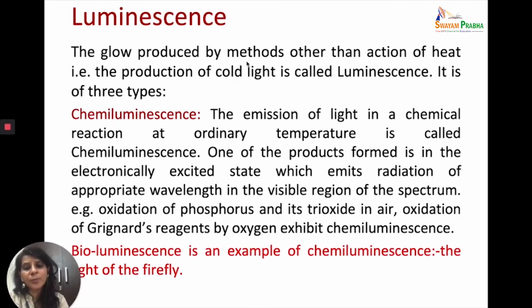Now, the glow produced by methods other than the action of heat, that is the production of cold light, is called luminescence. It is of three types. Chemiluminescence. The emission of light in a chemical reaction at ordinary temperature is called chemiluminescence. One of the products formed is in the electronically excited state and emits radiation of the appropriate wavelength in the visible region of the spectrum. Examples: oxidation of phosphorus and its trioxide in air, oxidation of Grignard reagent by oxygen. They are all exhibiting chemiluminescence.